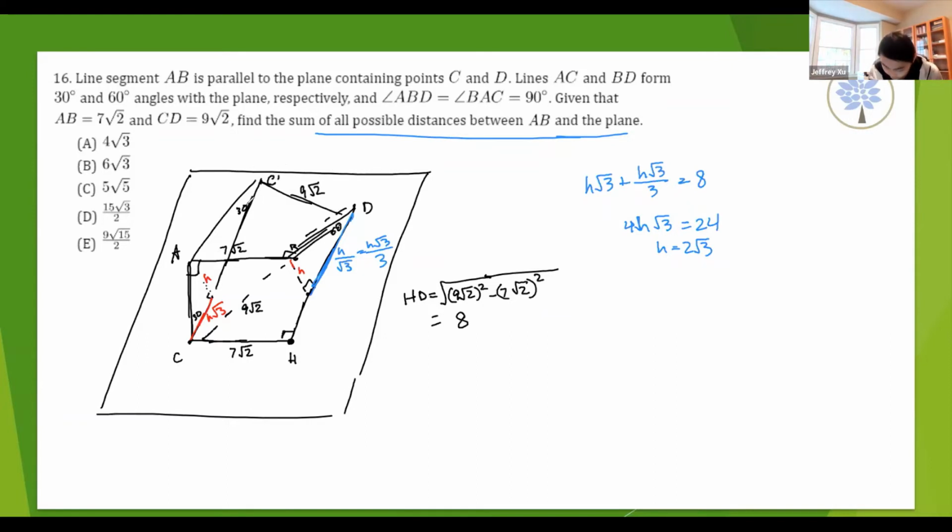So we know that this green part will still be equal to 8. So in this case, we have h root 3 minus h root 3 over 3 equals 8, which when we solve it, we'll get h equals 4 root 3. So if we add these two values, their sum is 6 root 3, so our answer is B. That was probably pretty unclear. Does anyone have any questions from that problem?